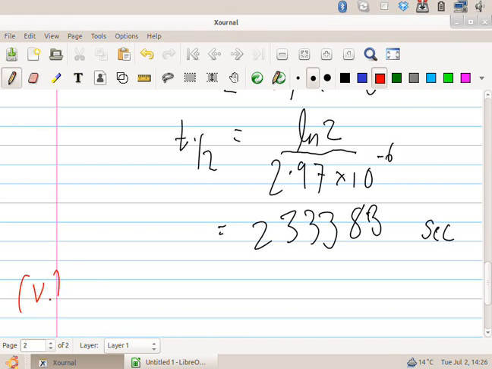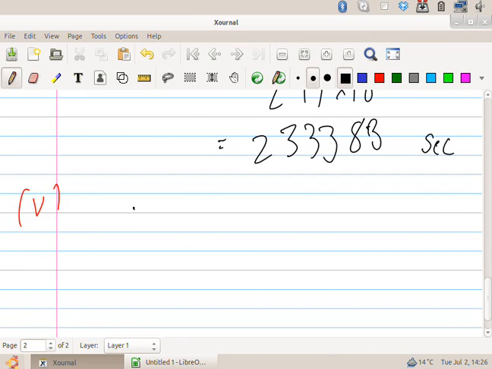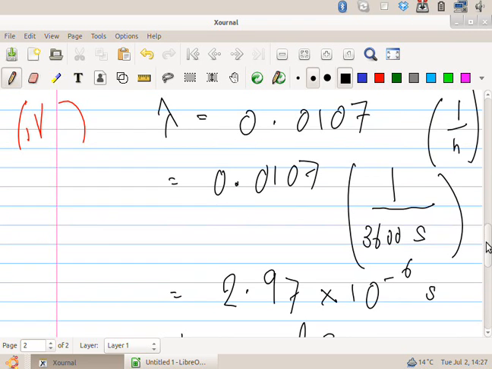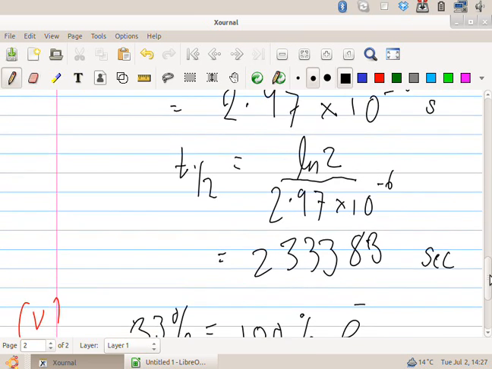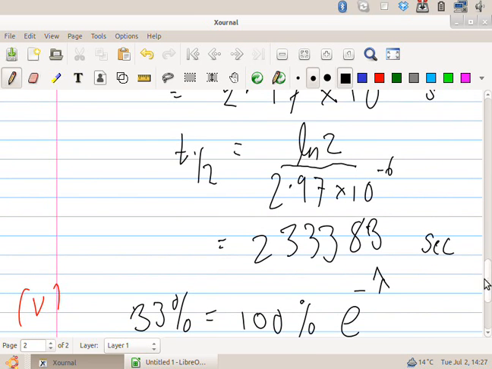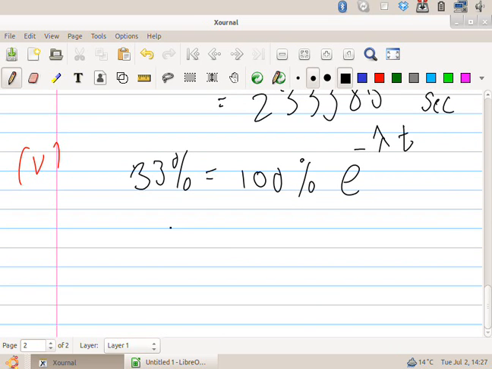Now time for part 5. How long for this sample to reduce by 1/3? So do you remember the formula you could use? You want 1/3, yeah, you want 33%, and what do you start with? 100%. E to the power of minus lambda t, which is now in seconds. So I'll just write lambda here rather than writing that out, and t. Now we divide, so we get 1 over 3 equals e to the minus lambda t.